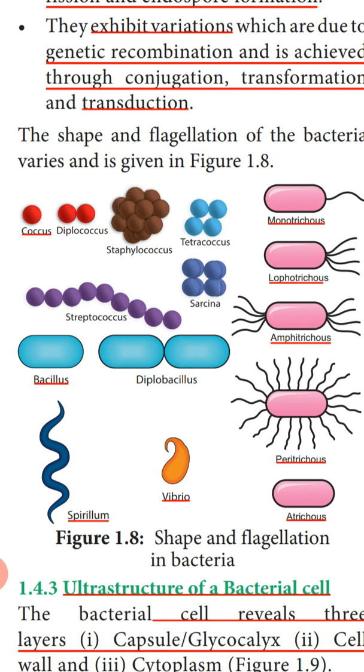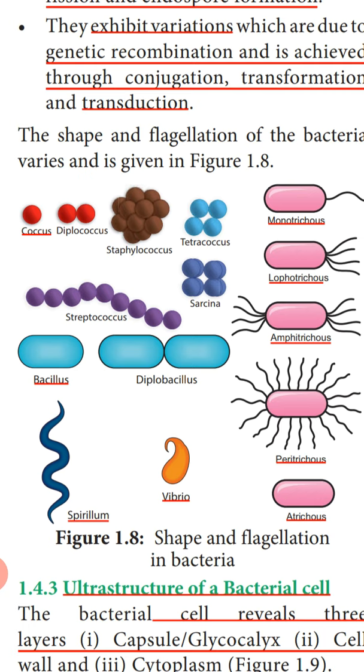If only one flagellum is present, monotrichous. If a group of flagella, a bunch of flagella, is present at one pole, we call it lophotrichous. If a bunch of flagella are present at both the poles, we call it amphitrichous. If flagella are scattered on the surface of the bacteria, we call it peritrichous. If the flagella are absent in the bacteria, we call it atrichous.